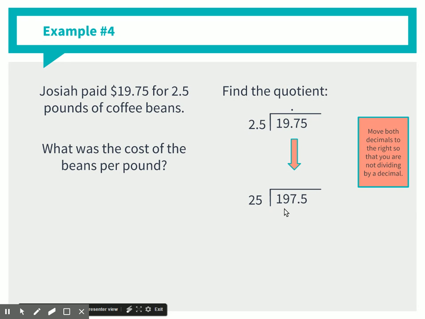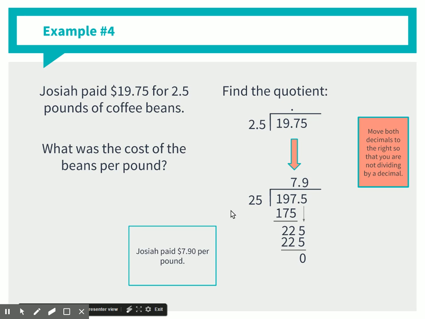So 25 goes into 197 7 times. And 25 times 7 is 175. And when we subtract that, we get 22. Bring down your 5. And 25 times 9 is perfectly 225. So this means that Josiah was paying $7.90 per pound of coffee beans. So pretty simple.